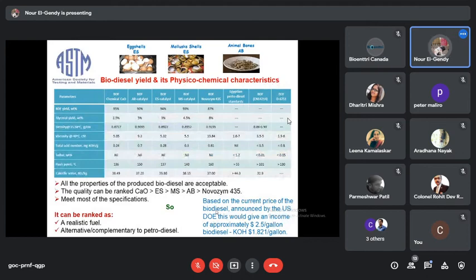Moreover, we have used available resources like eggshells, mollusk shells, and animal bones to produce a catalyst that can be used for the production of biodiesel. It proved higher efficiency than the conventional Novozyme, which is known to be used for biodiesel production. Moreover, it has comparable efficiency to the chemically synthesized calcium oxide. The net profit reaches approximately $2.5 per gallon of biodiesel produced, compared to applying the conventional potassium hydroxide, which is only $1.82 per gallon.